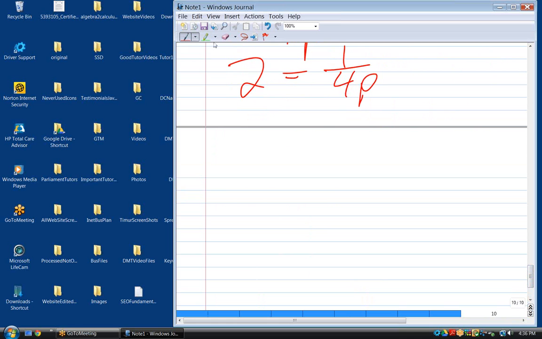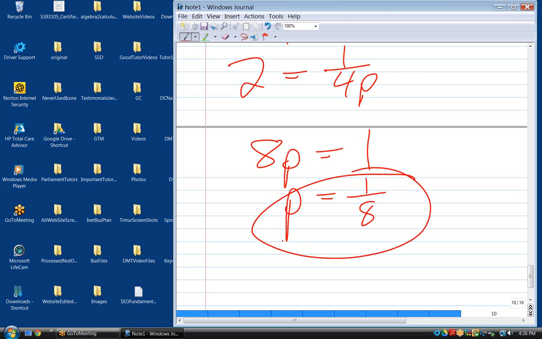Starting from that right there, solve for p. You don't need to do this all in one step. Do it in 2 steps. So you multiply it out, so it would be 8p equals 1, and p equals 1/8. That's what it would be.